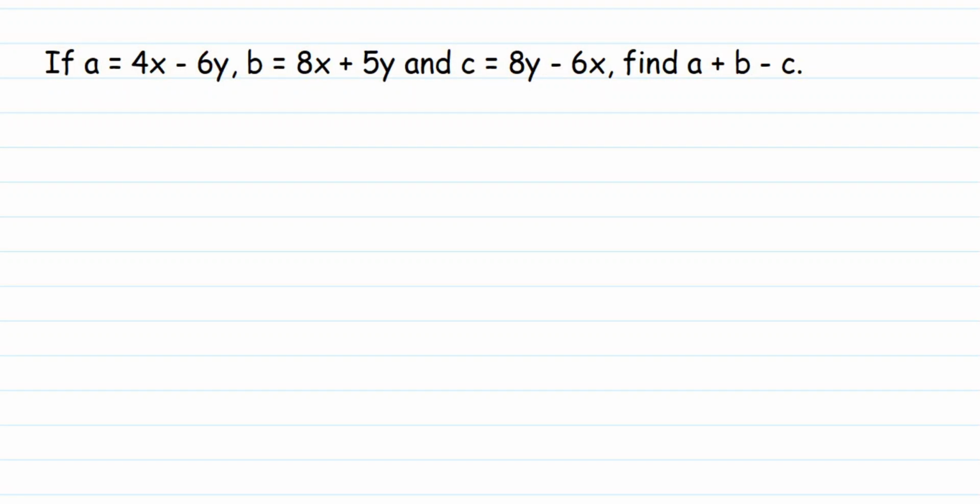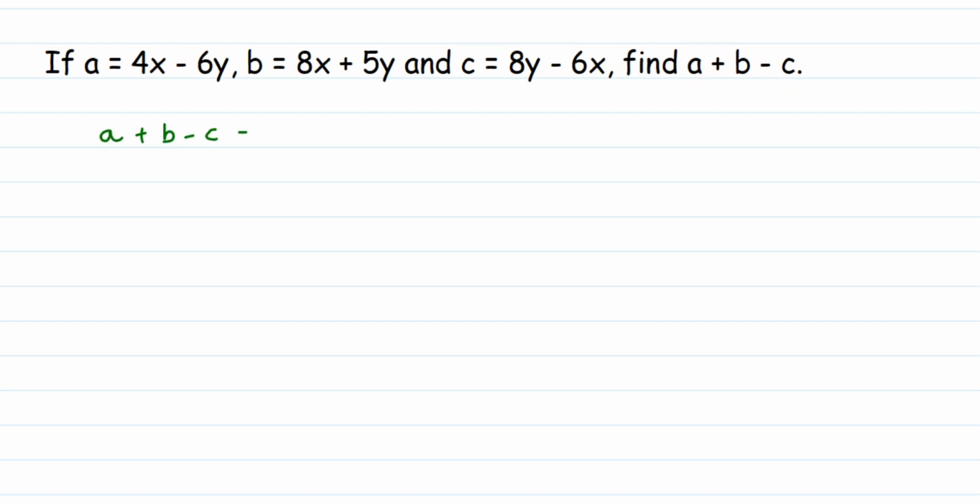Everyone, here's a question on algebraic expression. The question is, if a is equal to 4x minus 6y, b is equal to 8x plus 5y and c is 8y minus 6x, find a plus b minus c. So here we have to find out a plus b minus c.